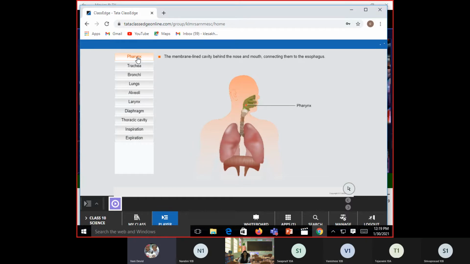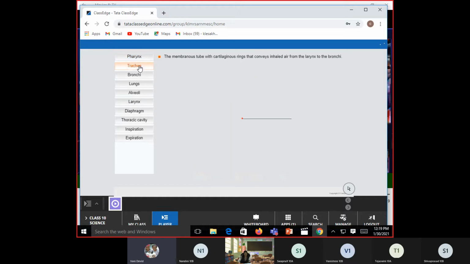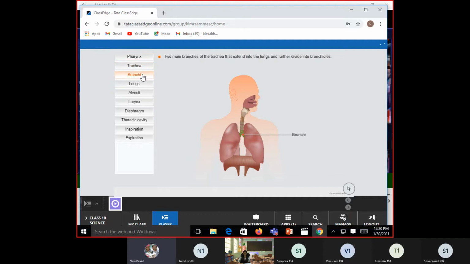Pharynx, the membrane-lined cavity behind the nose and mouth, connecting them to the esophagus. Trachea, the membranous tube with cartilaginous rings that conveys inhaled air from the larynx to the bronchi. And what is that bronchi? Two main branches of the trachea that extend into the lungs and further divide into bronchioles.